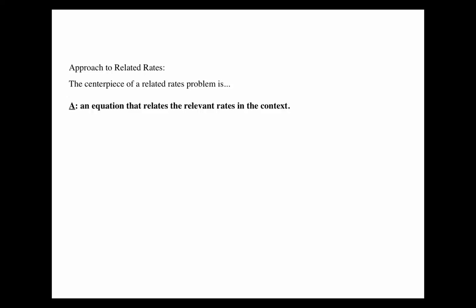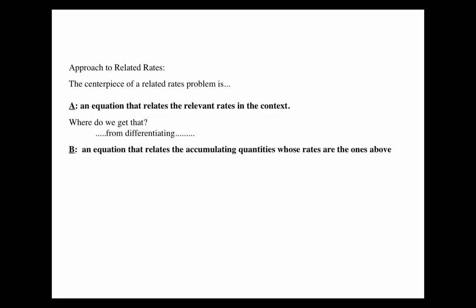So this is the first time in the semester we've seen more than one rate of change in the same situation. And that's the whole point. You have an equation that brings together more than one rate of change, and that equation that brings together those rates is the centerpiece of the solution. And where does that come from? From differentiating what? An equation that relates those accumulating quantities for the rates that we're relating. Okay? This is what we talked about last time. We're going to get the related rates equation from the related accumulating quantities equation.